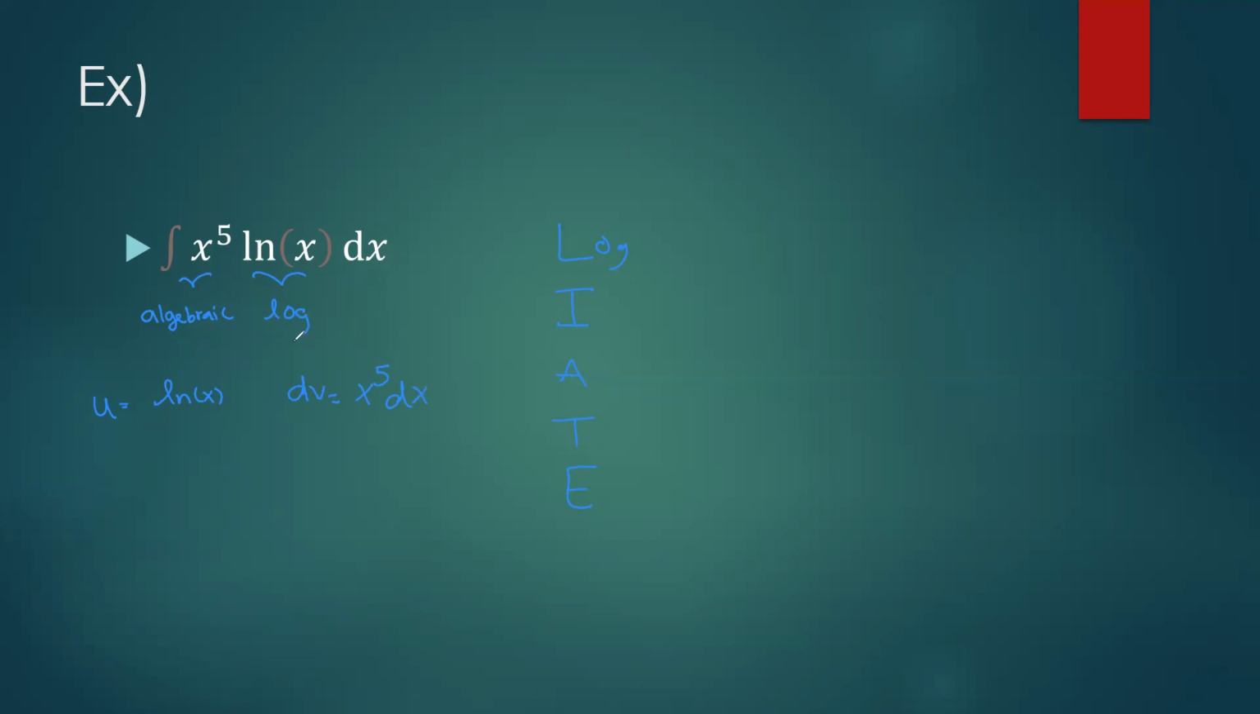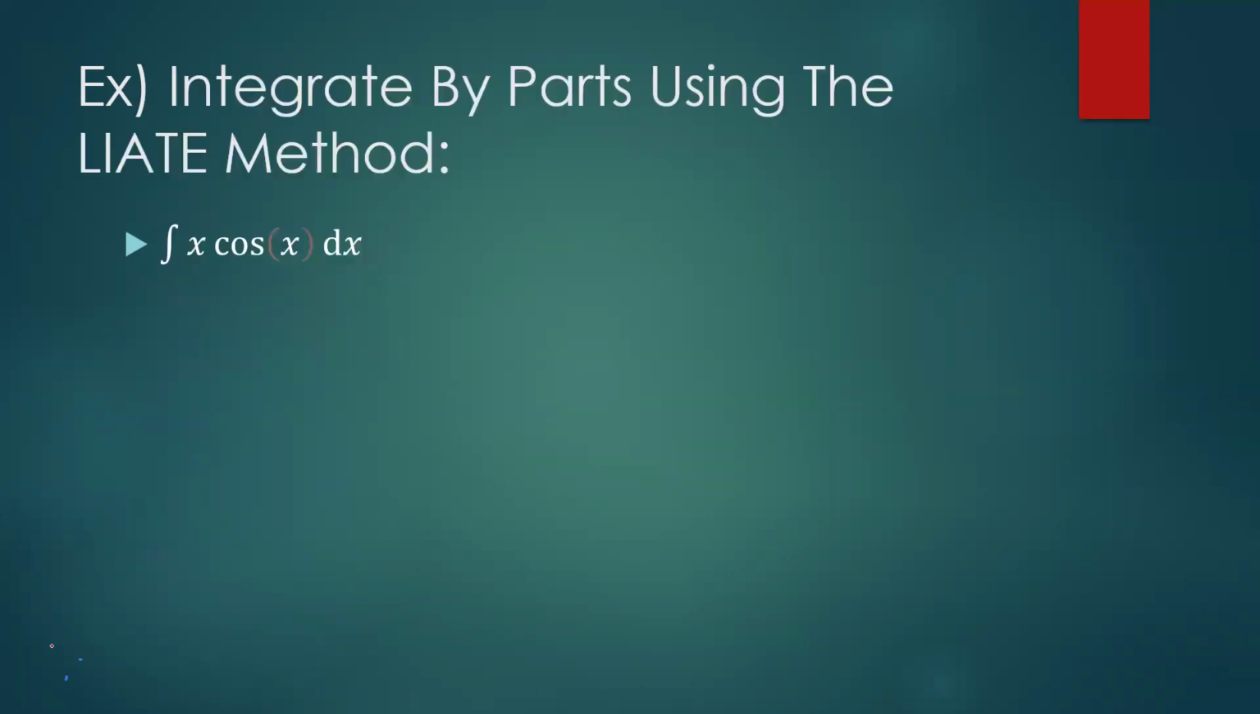So this really does help with figuring out what your u and your dv are, and it's going to help a lot with the tabular method. So let's do an example with the help of LIATE. Example: integrate by parts using the LIATE method. We have x times cosine x dx, and I'm going to use LIATE.